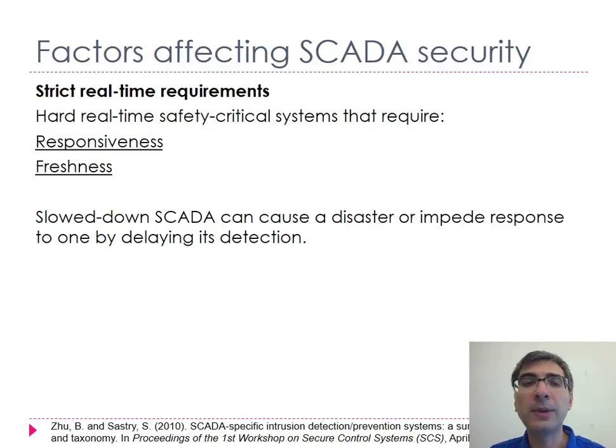So the information coming from sensors needs to come very quickly, so that it still is true, so it is still correct, so that the sensor values have not changed by the time the SCADA system has received them. In fact, slowed down SCADA systems have caused, not only can cause, but have caused disasters and have impeded response to disasters by delaying their detection.